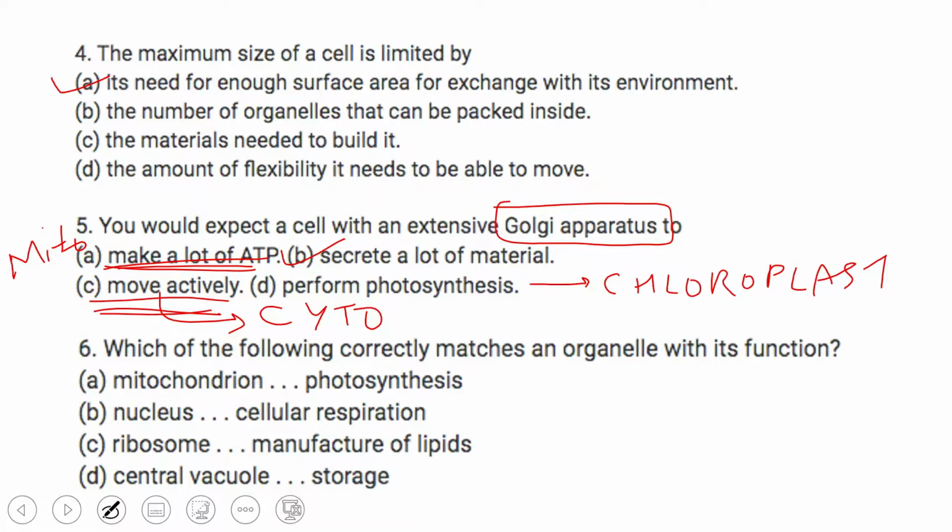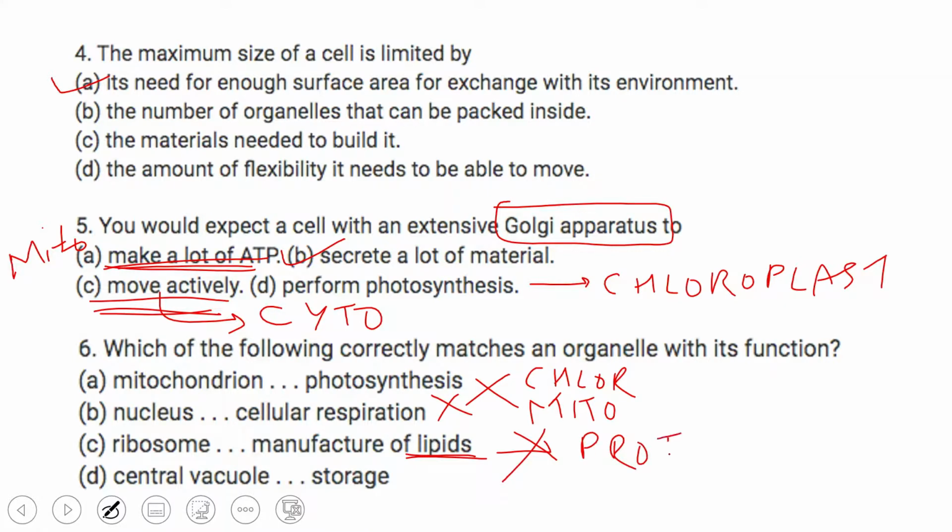Mitochondria, photosynthesis. Is this correct? No, it's not correct. Nucleus, cellular respiration. Is nucleus involved in respiration? No. Which organelle is involved in respiration? It is the mitochondria. Which organelle is involved in photosynthesis? It is the chloroplast. Ribosome, manufacture of lipids. Does ribosome manufacture lipids? No. Ribosome manufactures proteins. So the correct option is central vacuole, which is involved in storage of materials.